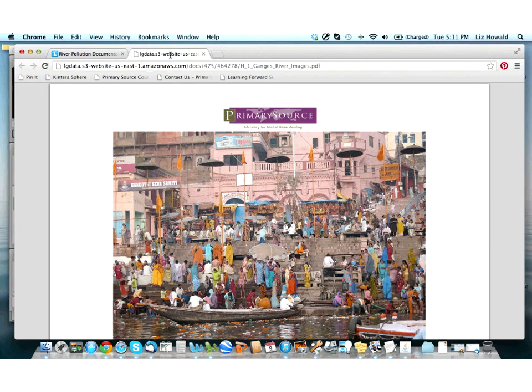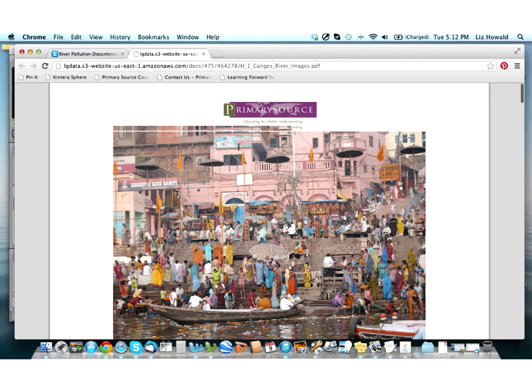So please share with us what you see in terms of how the river Ganges is used by Indians, what's its purpose and in what way do people interact with it, what types of pollution do you see, and what might be the effects of this pollution.